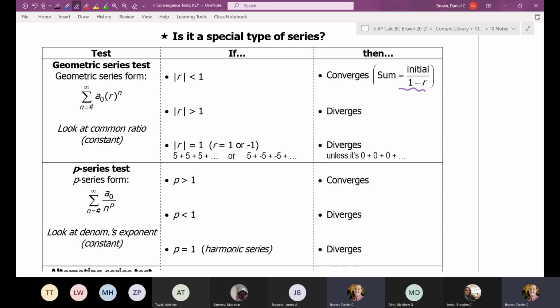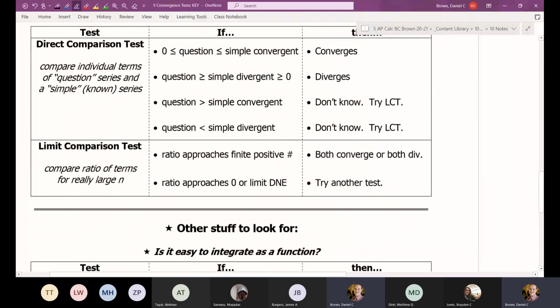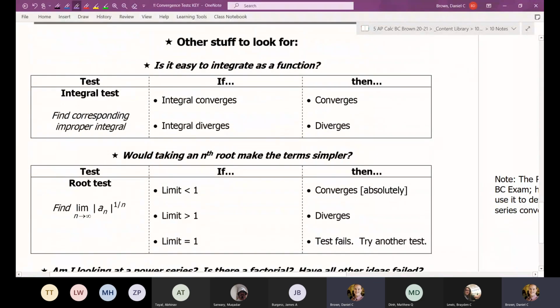The test that we're going to learn today is not going to be a special type of series. It's just going to be another one to try, and it's going to be called the integral test. So it's going to be used when you don't have a geometric series and you don't have a p-series.